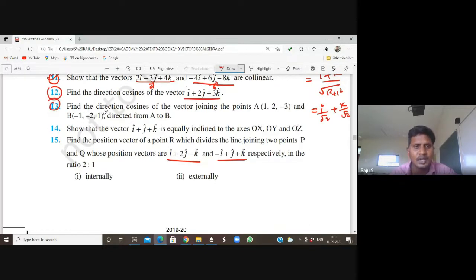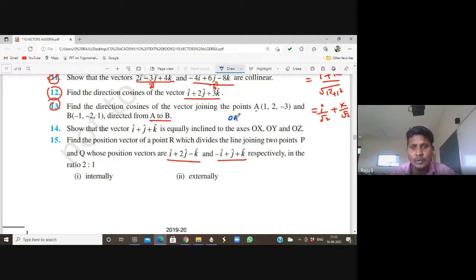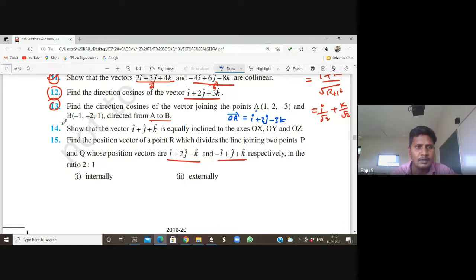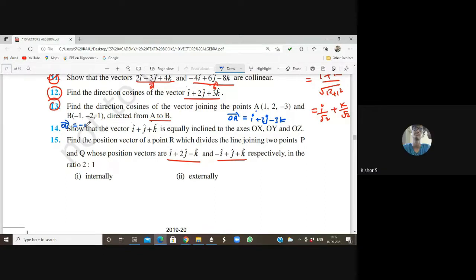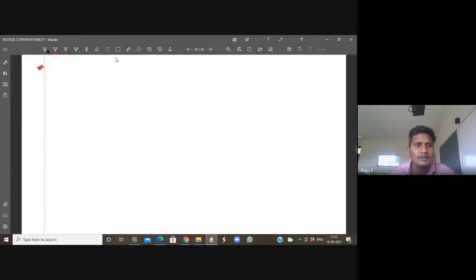Question number 13. Find the direction cosines of the vector joining these two points, directed from A to B. First, what will we do? What is the position vector of the point A? OA is i plus 2j minus 3k. Good. What is the position vector of B here? Minus i minus 2j plus k. So first you have to write the position vectors of the given two points.